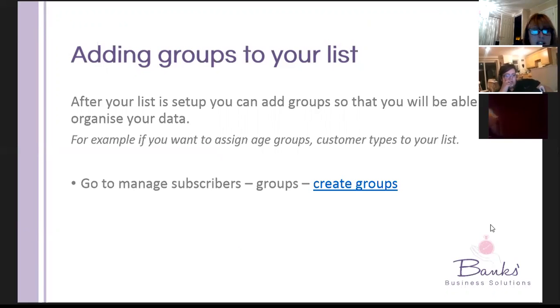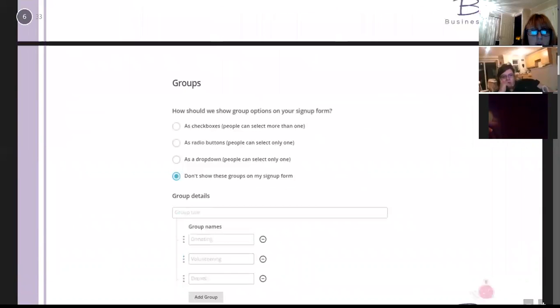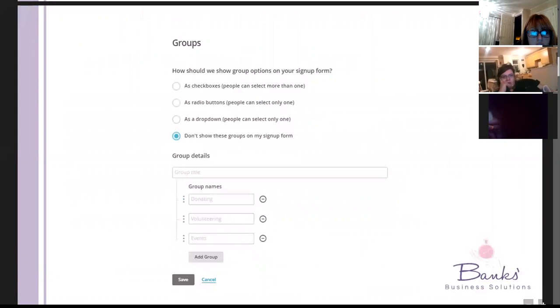So once you've got your list set up, you can add groups so that you can organise your data. When you go into manage subscribers within your groups, it says create groups, and it is really pretty straightforward. When you're going into your list, you will see at the top it says manage subscribers, and you just click on it. Then you can set up how the groups look. And what's interesting, and I will go through this in a minute, is that you can create a sign-up form. Now this is going to be really clever. But for now, we just say that we don't want the groups to show up on the sign-up form.